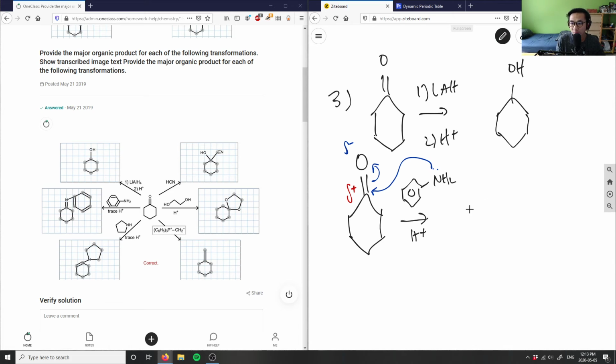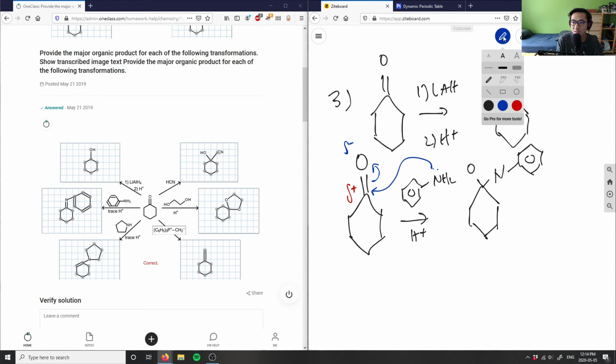So you get some sort of intermediate like so, and this would have a negative charge here. And here you get the benzene group like so. Oh, this is not partial negative. Sorry, this actually contains a negative charge here.